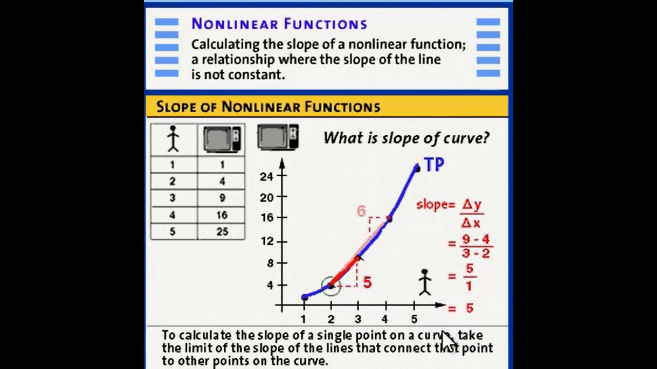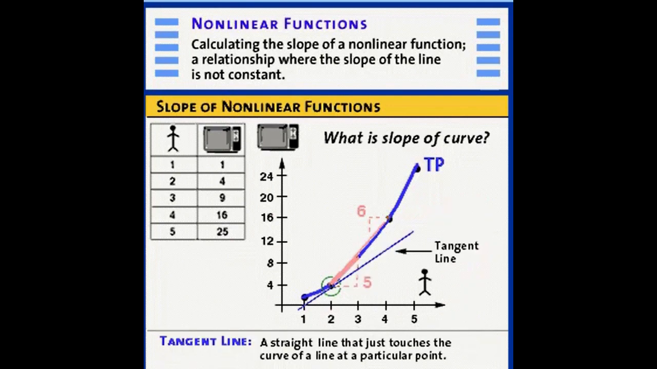It's gone from rise over run of 6 to rise over run of 5. Eventually, what happens is if we let the point that we're looking at get closer and closer to our original point, we're eventually going to come up with a line that has a slope equal to the slope of the blue curve itself. Eventually, what we get is what we call a tangent line.